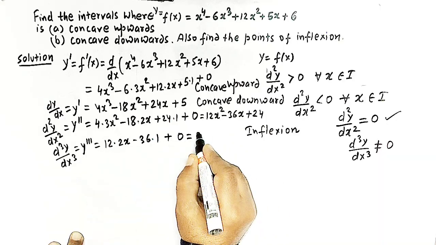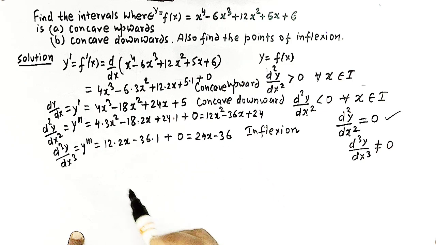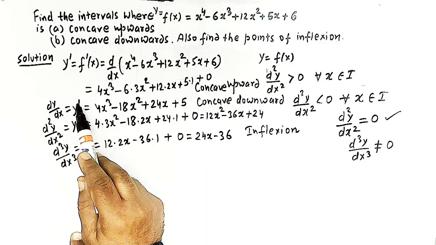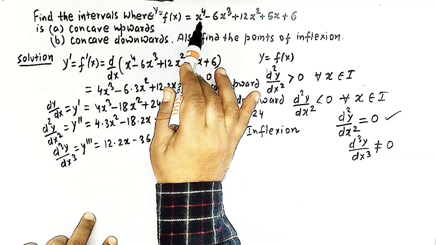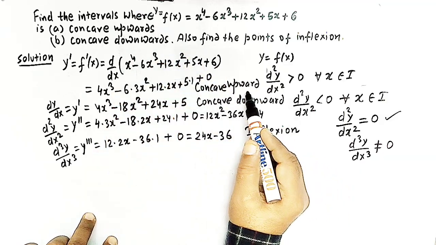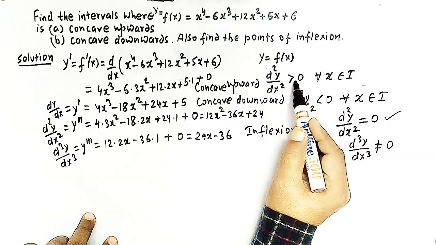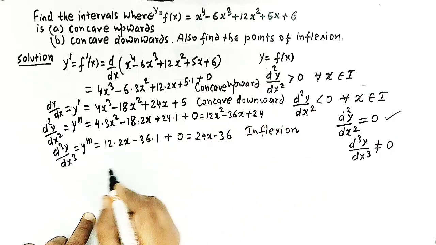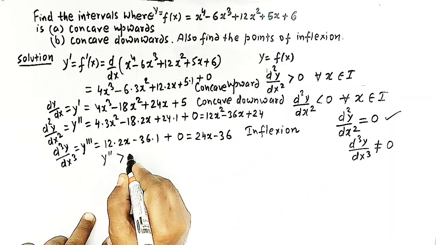So we have now 24x minus 36, right? So the working rule says that we have to first obtain the first derivative, the second derivative, and the third derivative, right? So now this function is concave upward. For the second derivative should be greater than 0. So here for concave upward, we must have y double prime is greater than 0.